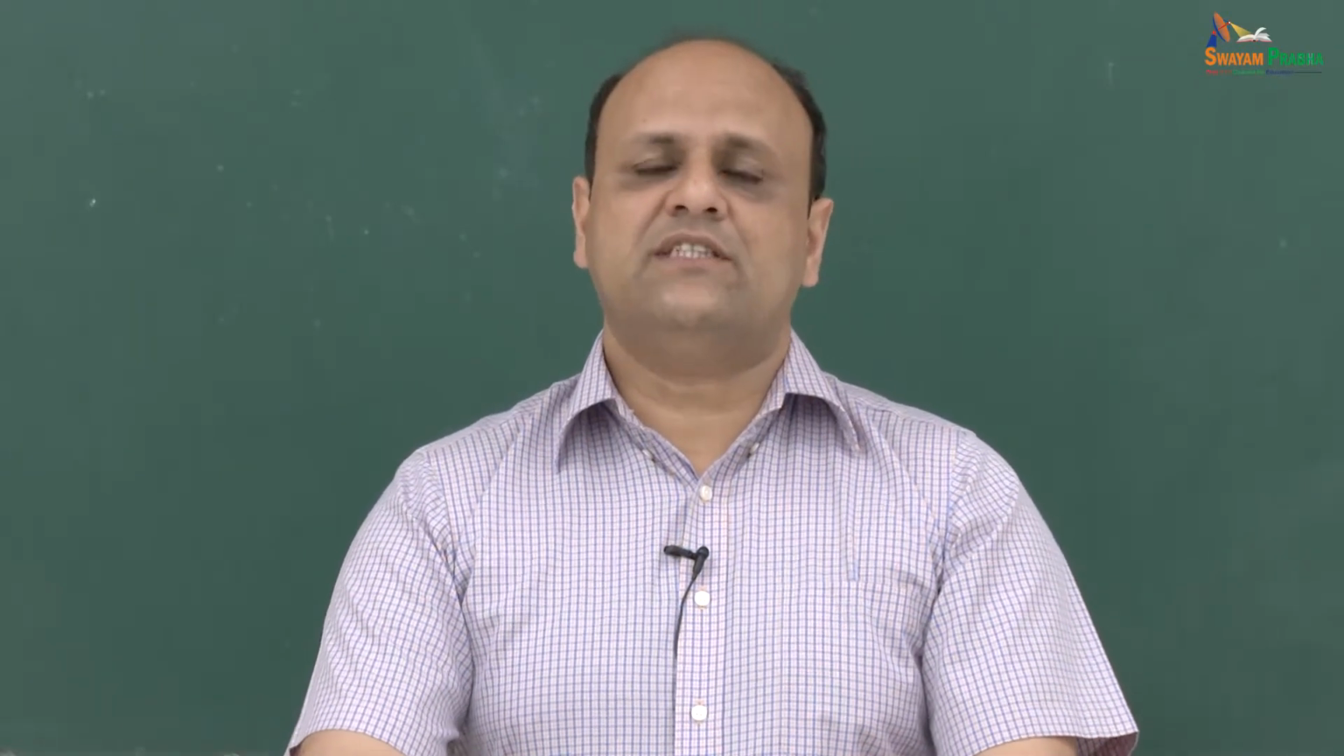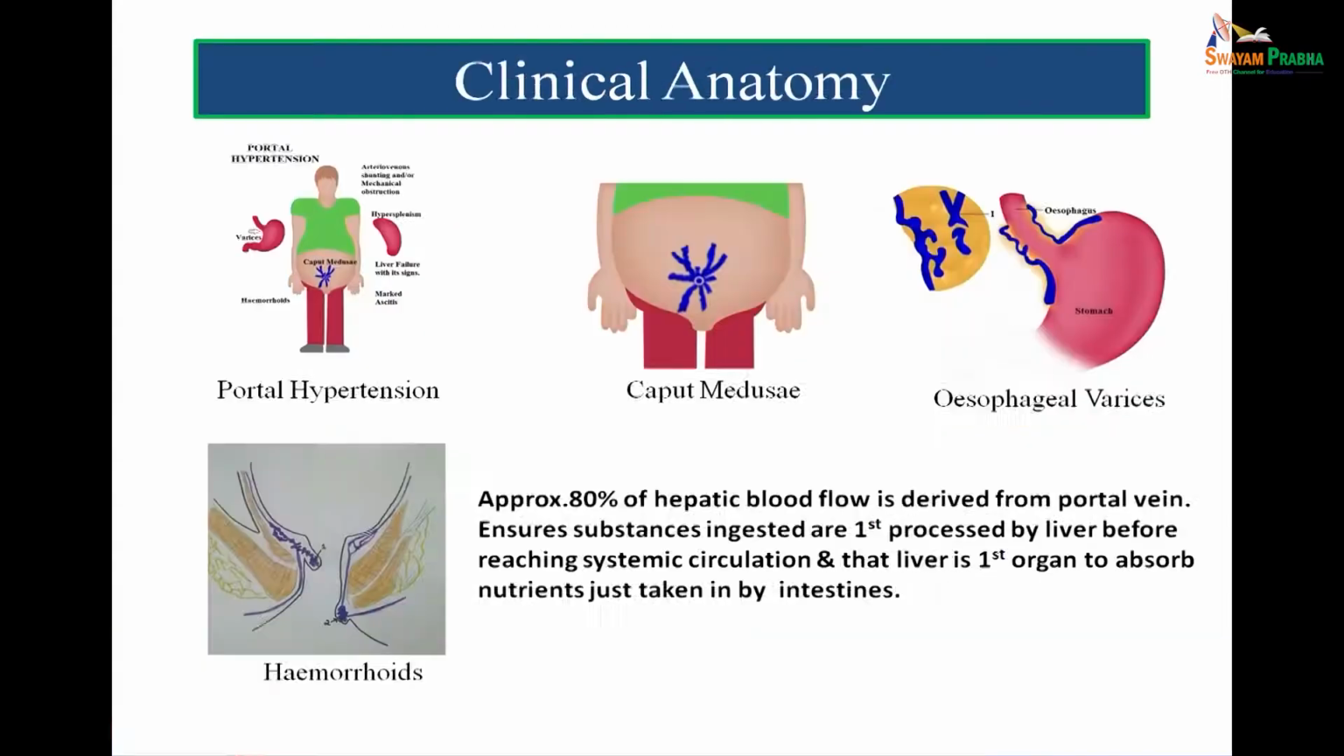Good day to you. This is Dr. Gaurav Agnihotri, and today I am going to give a talk on the portal vein. The portal vein is a vein which drains the abdominal part of the alimentary tract, gallbladder, pancreas and spleen. It ensures that the substances ingested are first processed by the liver before they reach the systemic circulation.